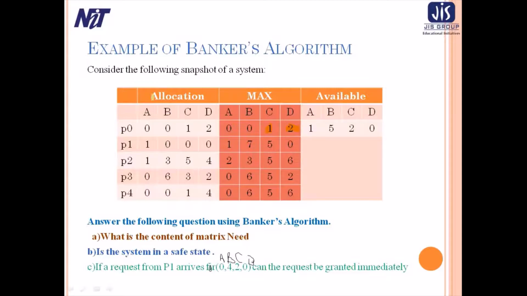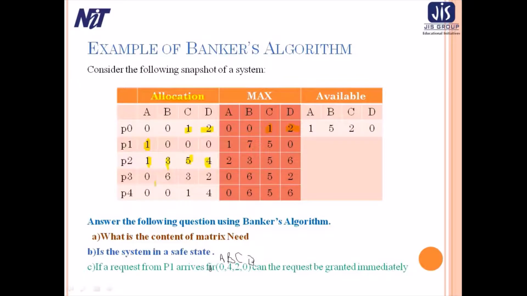And here allocation is when the process is created, at that time the system allocated some resources to the particular process. Like at the time of creation, P0 got 1 instance of C type resource and 2 instance of D type resource. When P1 is created, it got 1 instance of A type resource only. And P2 got 1 instance of A type resource, 3 instance of B type, 5 instance of C type, and 4 instance of D type.